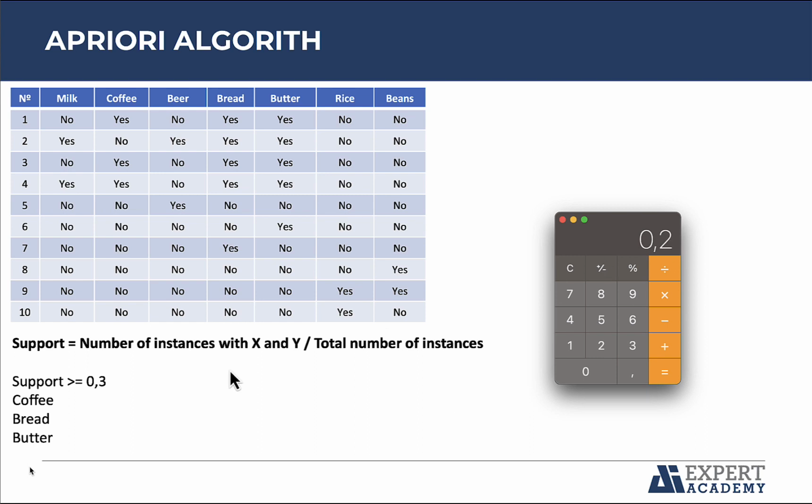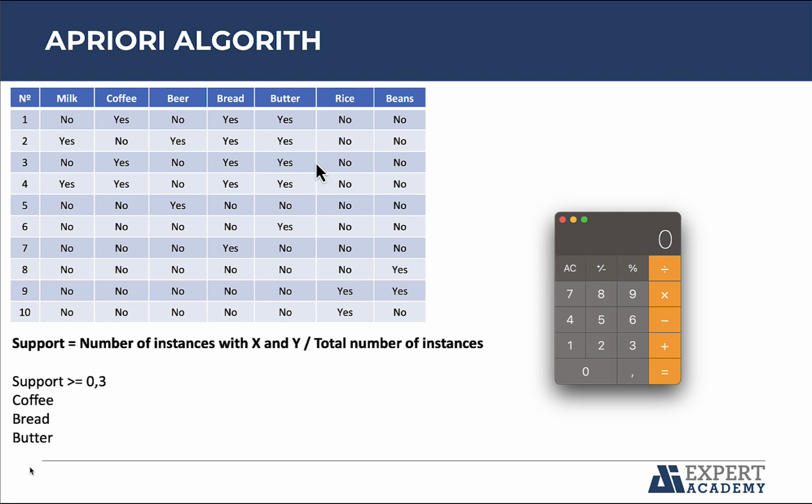It means that the milk will not be selected in the algorithm because the support is lower than the minimum value, which is 0.3. Now we can calculate the support for coffee. 1, 2, 3. 3 divided by 10 is equal to 0.3. It means that coffee was bought in 30% of the transactions.